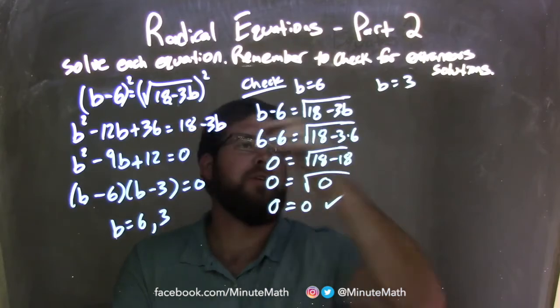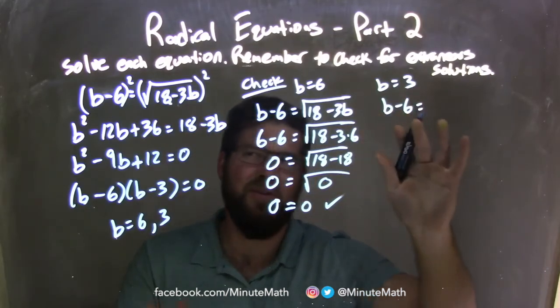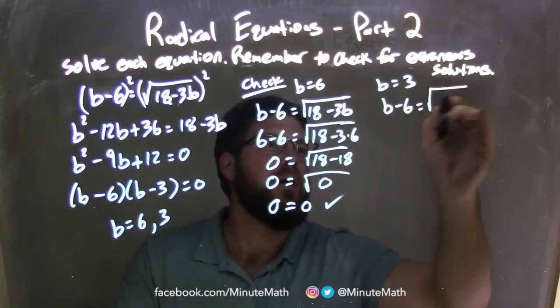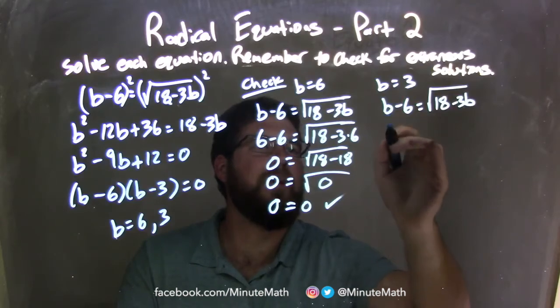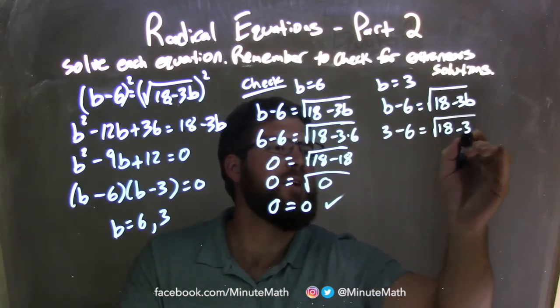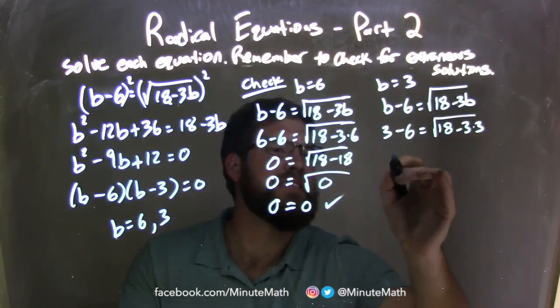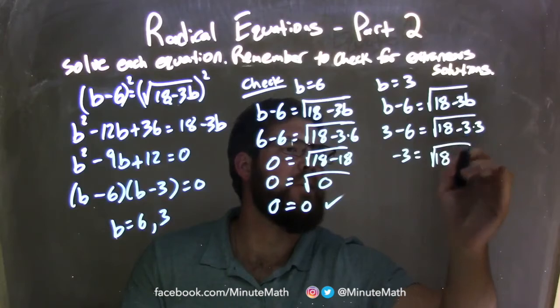Okay? So let's plug 3 into our original equation. b minus 6 equals, and my b's and 6's look alike, I know, the square root of 18 minus 3b. 3 goes in for b, so I have 3 minus 6 equals the square root of 18 minus 3 times 3. Well, 3 minus 6 is negative 3. Order of operations here: 3 times 3 is 9.